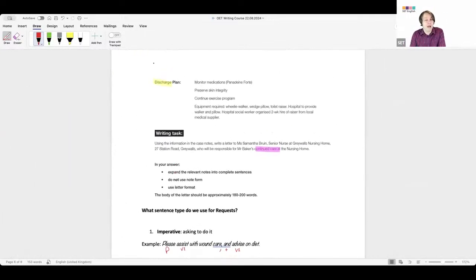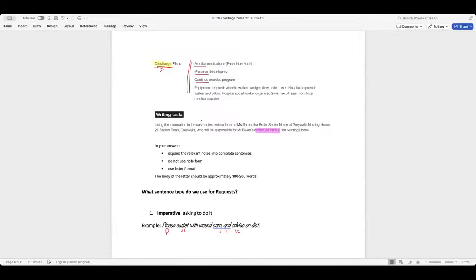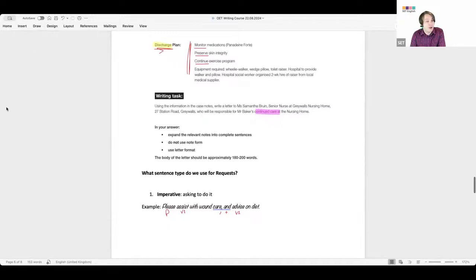Now, the reason why this is so good in OET is that you guys are nurses. Very often you're going to write discharge letters. Not always, but very, very often you will write discharge letters. What do you notice about this discharge plan? What does everyone notice about this? It's already, very often, the discharge plans are already in imperative form. So it just makes it that little bit easier to write all your sentences.